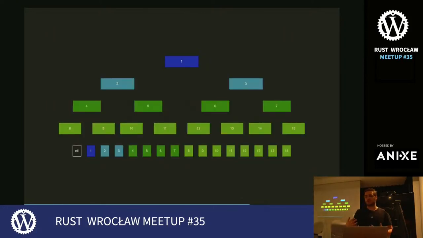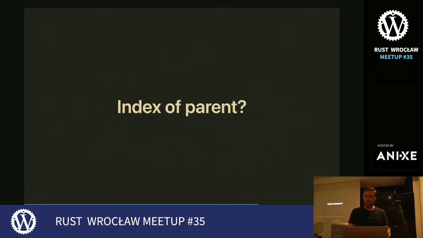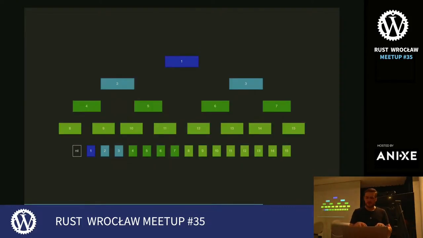Now that we have our tree stored in memory in a linear buffer, it would be useful to be able to still operate on it as if it was a tree, right? So we want to ask questions like, what is the parent of node at index 6? What is the leftmost child of the node at index 5? What is the sibling of node 2? And so on and so forth. So what is the index of a parent?